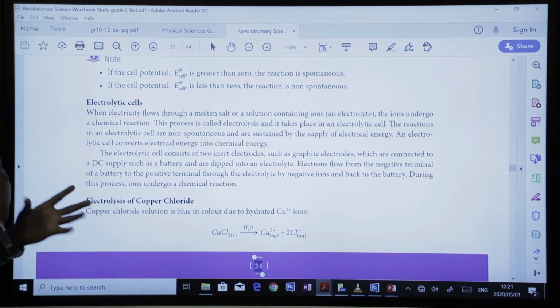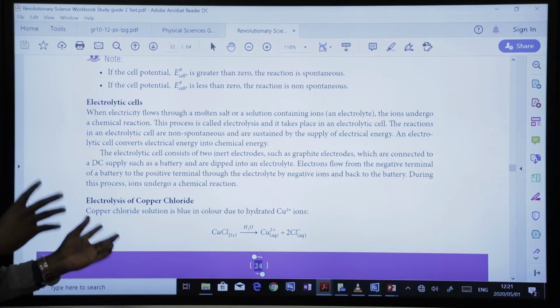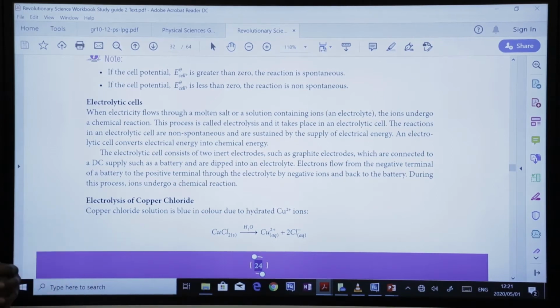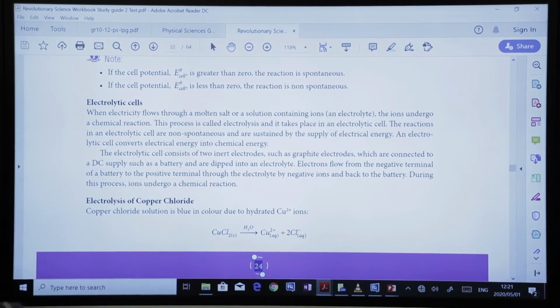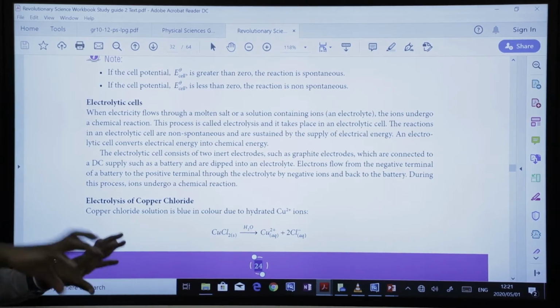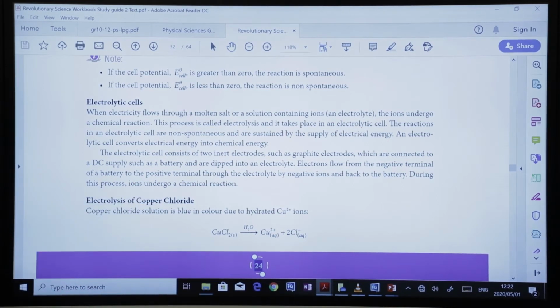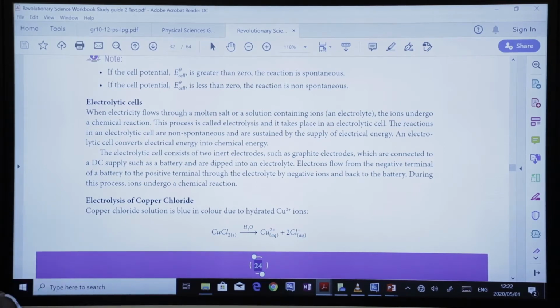Your measure of the E cell will tell you whether you are going to have a reaction that is feasible or a reaction that cannot take place. You can make those intelligent deductions from your representation of the cell reactions, half-cell reactions and the overall cell reactions, and then you select the values from the reduction potential tables and do the manipulations to figure out whether the reaction is going to take place or not.